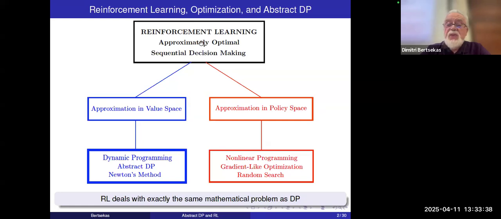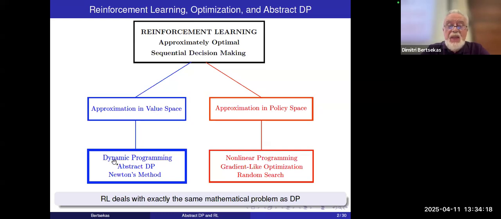Reinforcement learning focuses on approximations, and there are two objects that are important in dynamic programming. One is value functions or cost functions, optimal cost functions. And the other one is policies. We try to find an optimal or approximately optimal policy. And this leads to a natural bifurcation of the field into two strands, one based on approximation in value space, where we try to approximate value functions, and the other approximation in policy space, where we're trying to approximate policies. And these two have different principles and different methodologies.